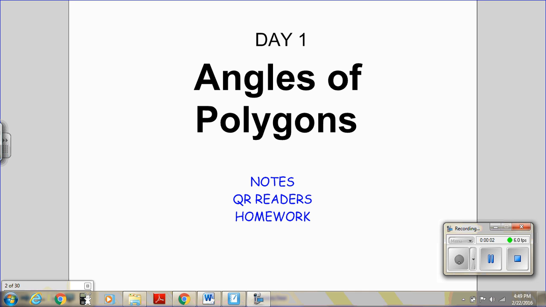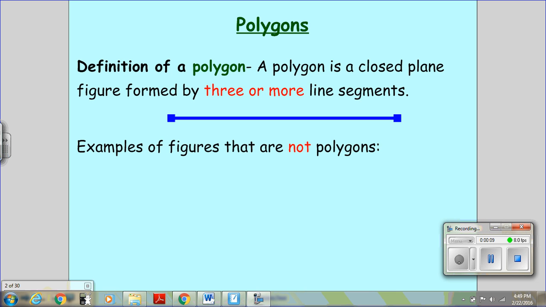Unit 9, Day 1 notes. Today we'll be discussing polygons and their angles. A polygon is a closed plane figure formed by 3 or more line segments.